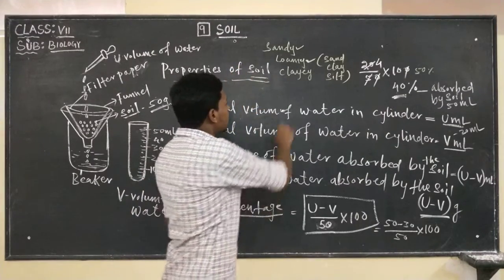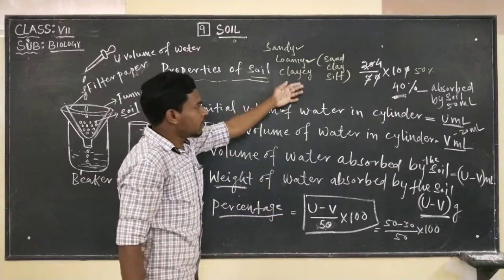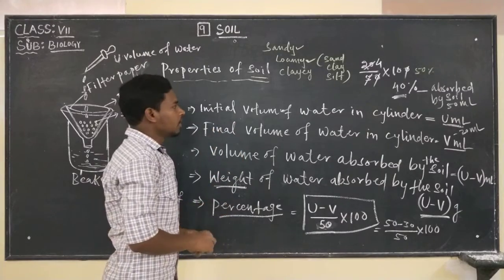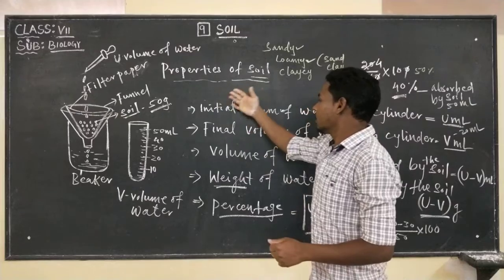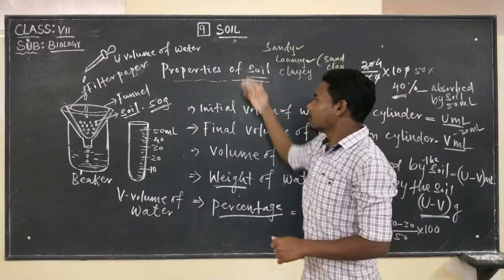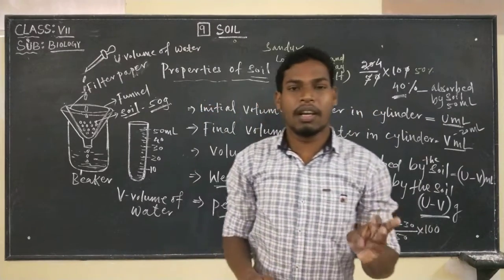These are the three different types of soil. You can take these three types of soil separately and measure. Please note all this down. This is the third property we are discussing in the chapter known as soil. In the next video we will see soil and crop.